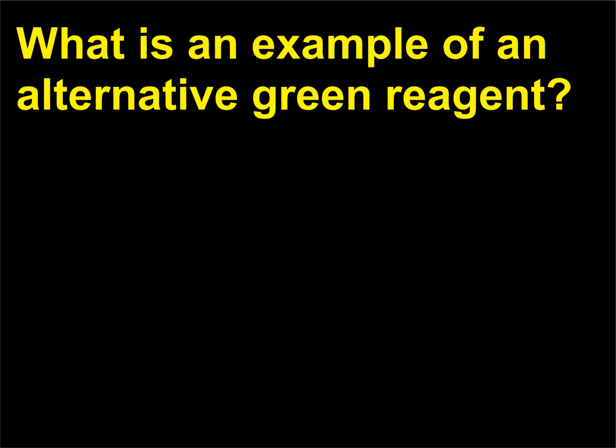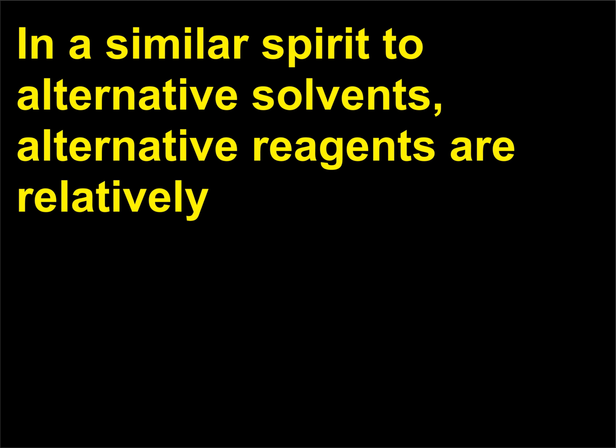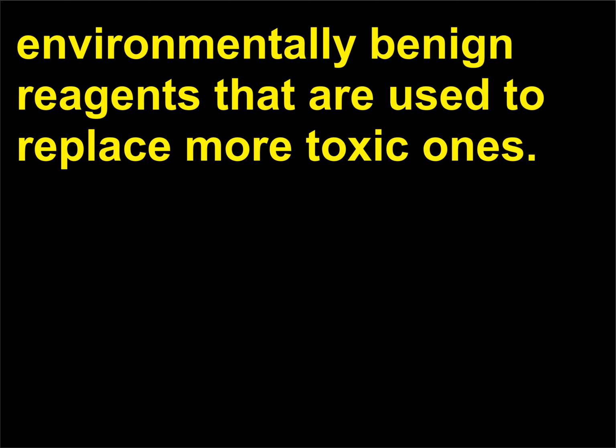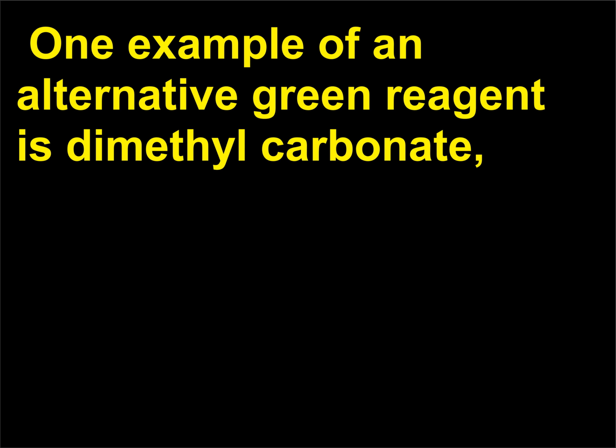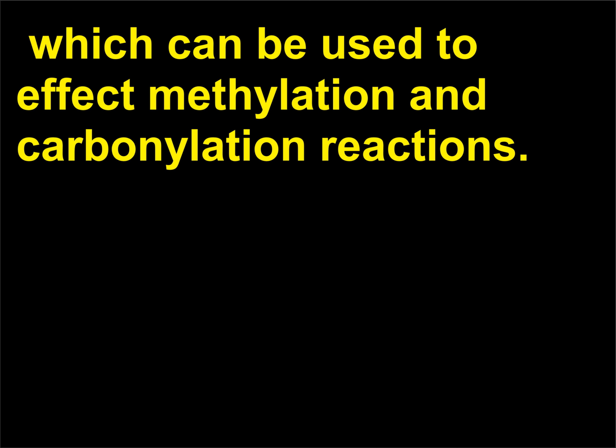What is an example of an alternative green reagent? In a similar spirit to alternative solvents, alternative reagents are relatively environmentally benign reagents that are used to replace more toxic ones. One example of an alternative green reagent is dimethyl carbonate, which can be used to effect methylation and carbonylation reactions.